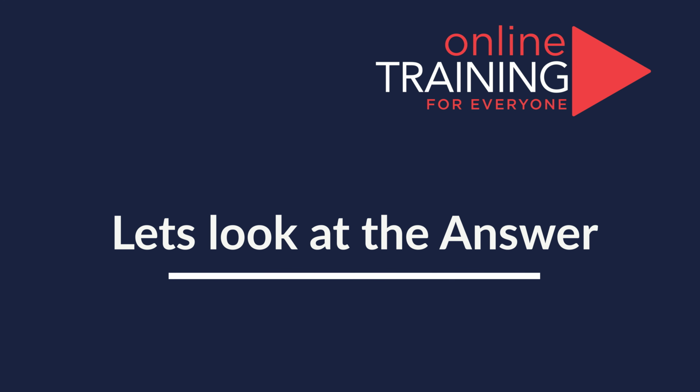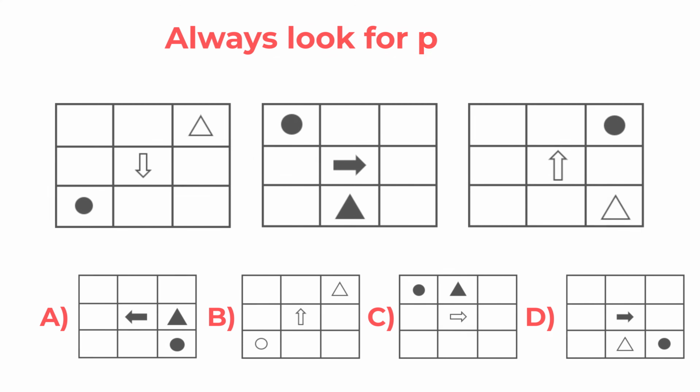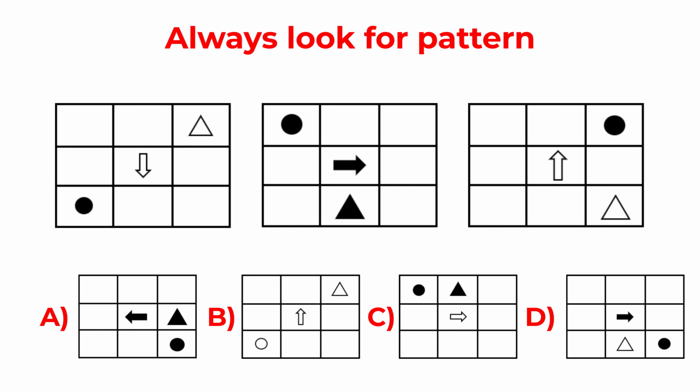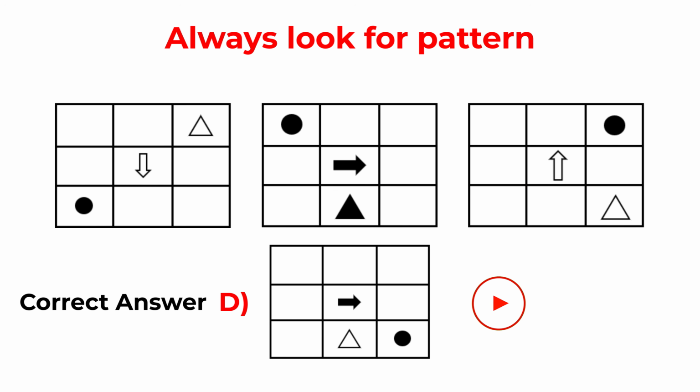When solving these types of challenges, my advice to you: always look for patterns. And there are multiple different patterns here for each shape. The circle, for example, changes places, but always remains black and always filled with color. The triangle changes places in the matrix, but changes from filled with black color to non-filled with a black border. The arrow rotates counterclockwise, changes places in the matrix, but changes from filled with black color to non-filled with a black border. So the correct choice here is choice D.